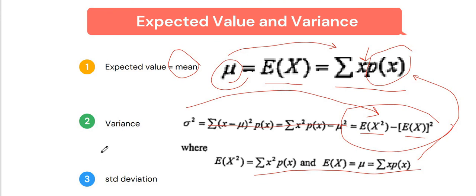And the third one will be standard deviation. Standard deviation comes from your variance, so you need to identify your variance first, and then you can solve the standard deviation. So what's meant by standard deviation? Standard deviation is the square root of your variance. If the symbol for variance is sigma square, then the symbol for standard deviation is only sigma.